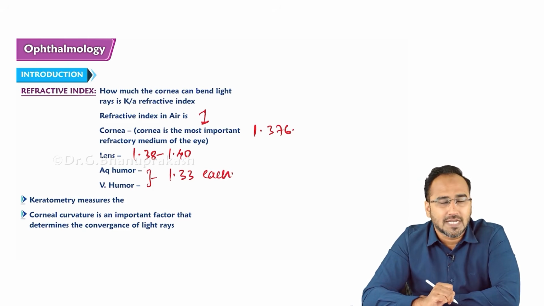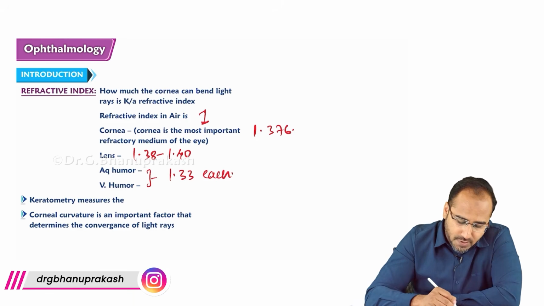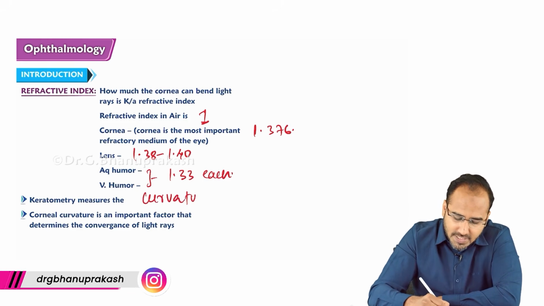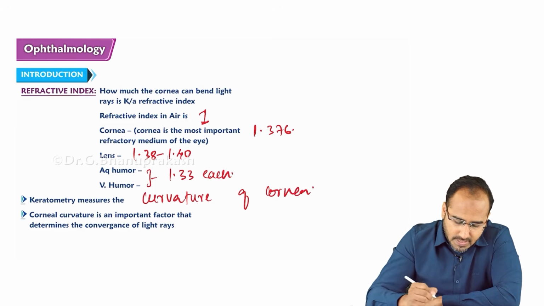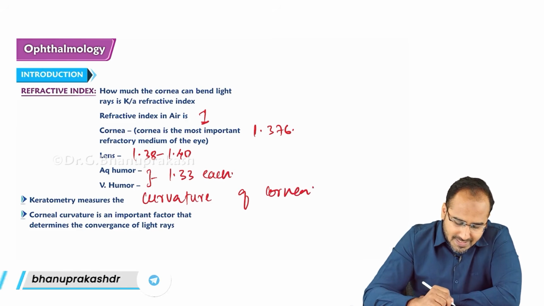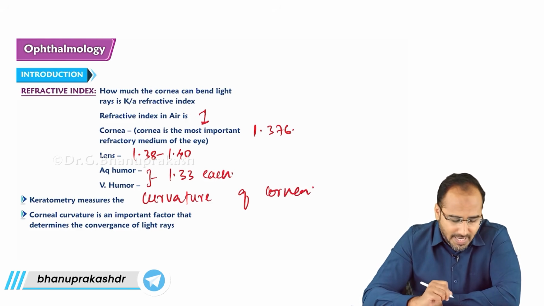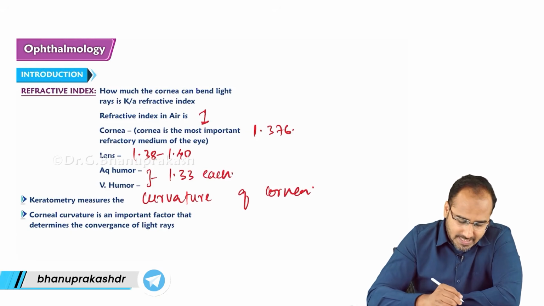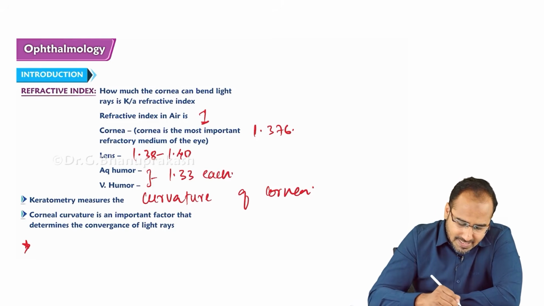Then I told you that in cornea there are some things that we need to remember, such as keratometry. What is keratometry used for, guys? Keratometry measures the curvature of the cornea. Right? Corneal curvature is an important factor that determines the convergence of light rays. That's regarding the cornea. Apart from that, what else do we need to remember? What is the thinnest part of the cornea?